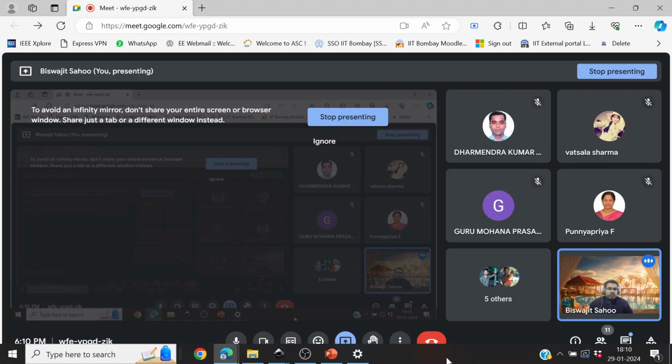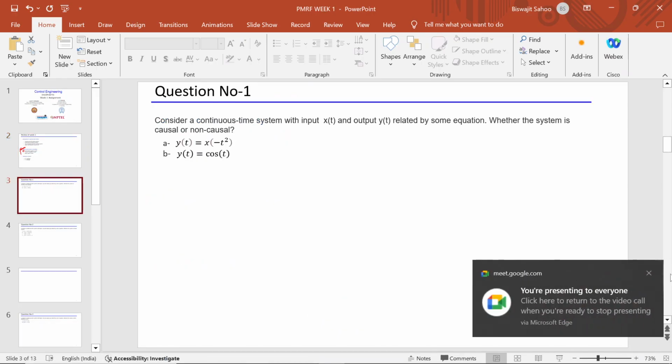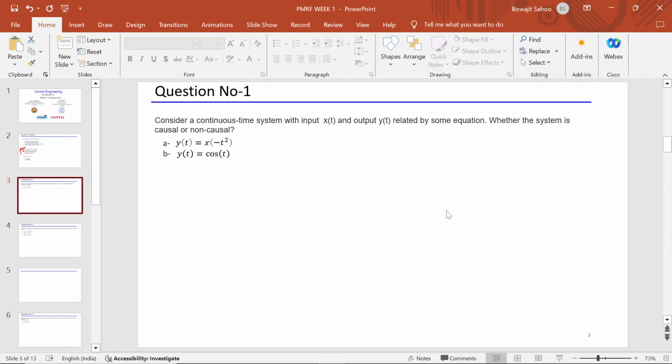I'm going to solve some questions related to the assignments, which will help you solve your assignment. Let me go to the first question, which is related to systems. Various types of systems were discussed, and I have framed some questions here. These are the two questions: y of t equals x of minus t squared, and y of t equals cos t. You have to say whether the system is causal or not.